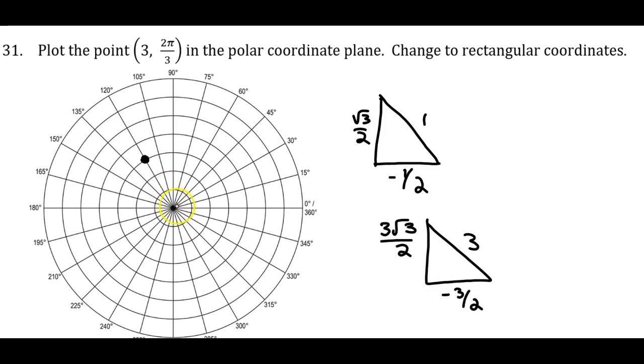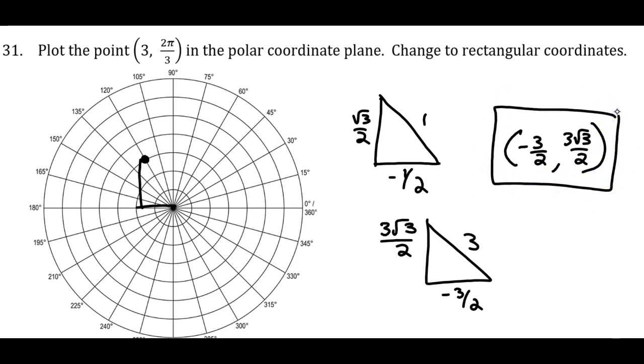And so we're wanting to know how far over do you come and then how far up. We're going over negative 3/2. And then we're going up a positive 3 square roots of 3 over 2. And so this is our rectangular coordinates for the same polar coordinates there.